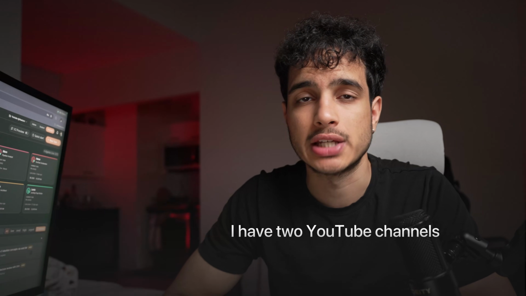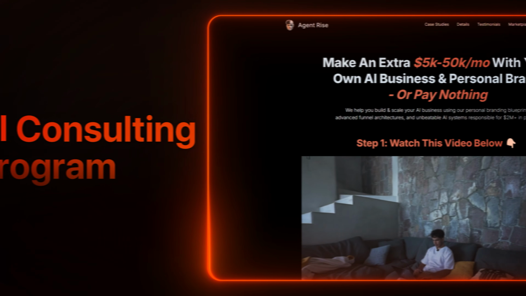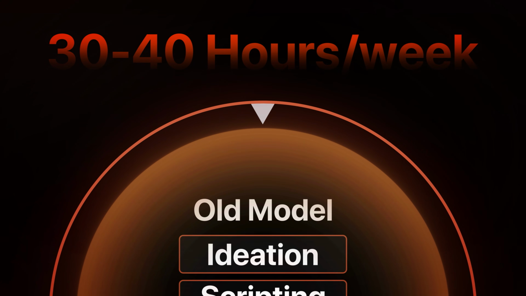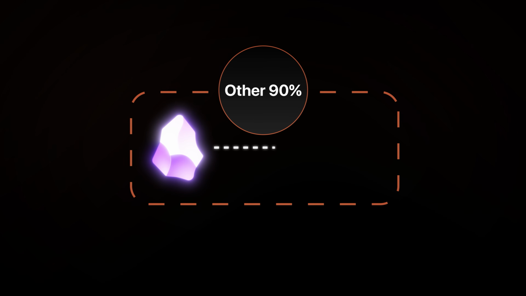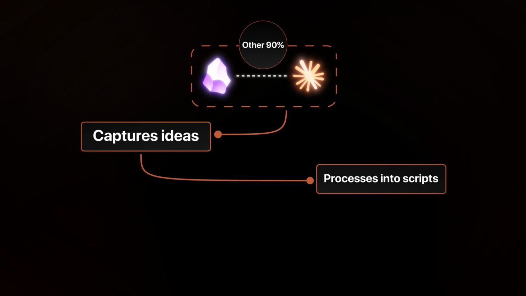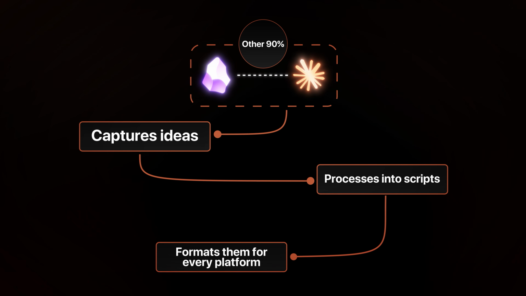I have 2 YouTube channels past 50,000 subscribers, and I run an AI consulting program with over 200 clients. If I did content the way most people do it, I'd be spending 30 to 40 hours a week on production. Instead, I only spend 4. The other 90% runs through a system I built inside Obsidian wired to Claude Code. It captures ideas automatically, processes them into outlines and scripts, and formats them for every platform I publish on.